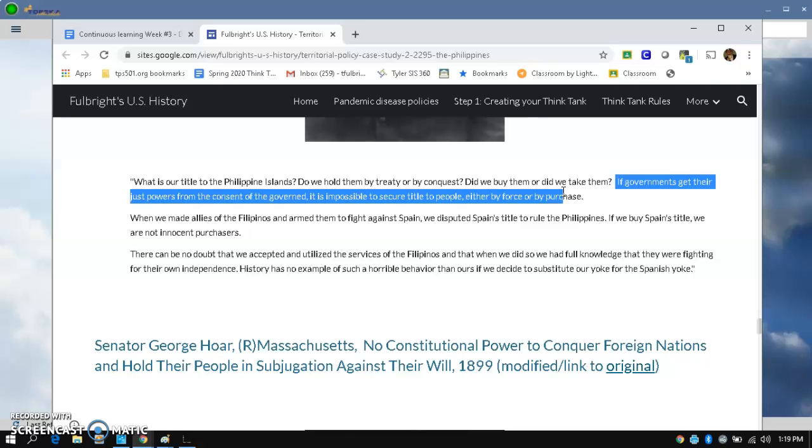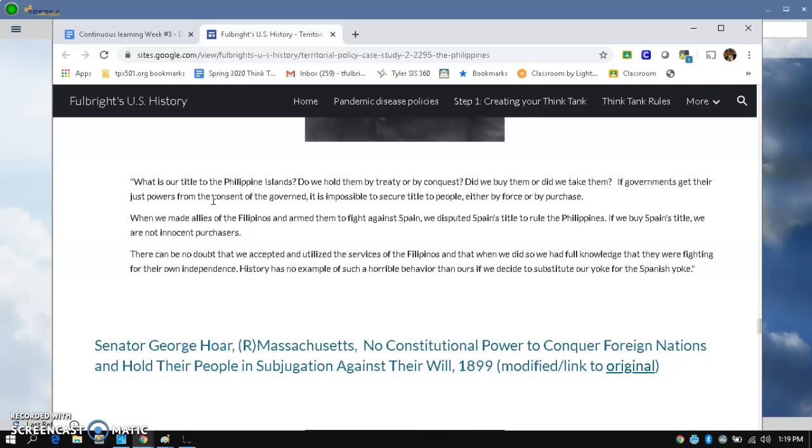This line, if governments get their just powers from the consent of the governed. What does consent mean? Consent is permission, right? So if people in the Philippines don't want us to be in charge, then should we be in charge? Remember that the Americans didn't want the British to be in charge anymore.